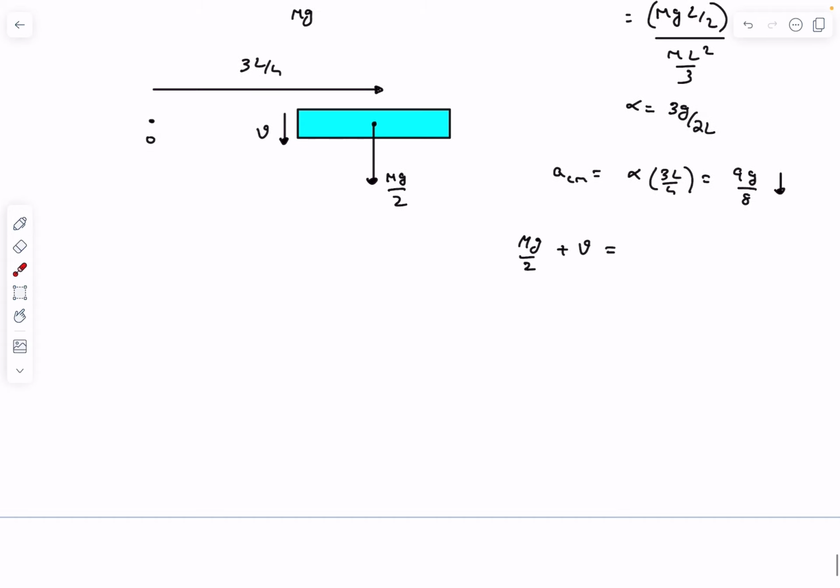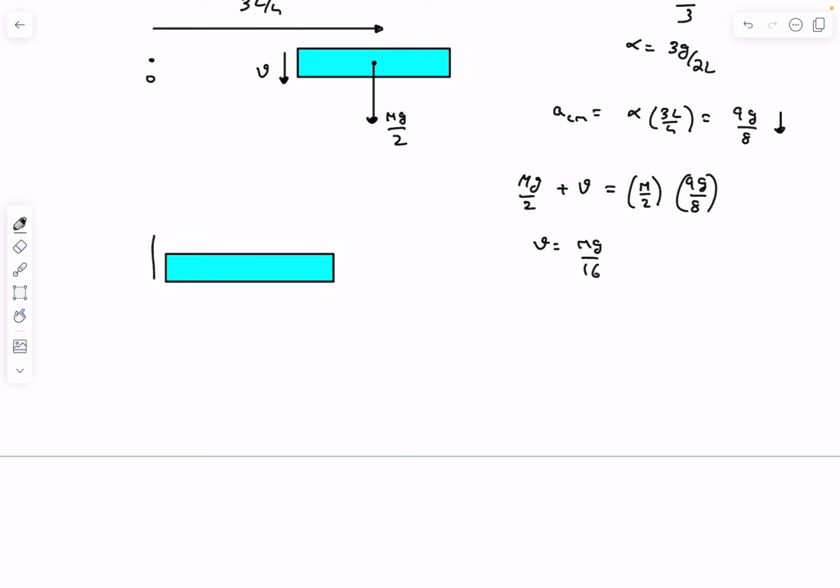So the net vertical force is mg by 2 plus V. This would be equal to the mass of the part times the acceleration, which is 9g by 8. And after solving, you'll get the shear force as mg by 16. So from Newton's laws, we figured out that the internal shear force at the center is mg divided by 16. If you want a cross-sectional view of how this looks, it'll look something like this.